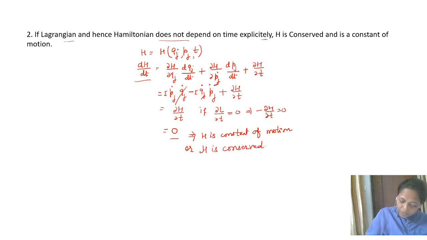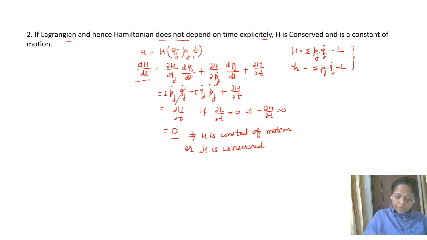You look at one important thing. You have defined H to be sigma Pj Qj dot minus L, right? If you remember your small h, though I'll discuss this later, at this moment it is important to tell you that you have defined this h like Pj Qj dot minus L. Both are the same on the right hand side. But you know that this H is defined in the phase space and this small h is defined in the configuration space. This is the difference between the two.